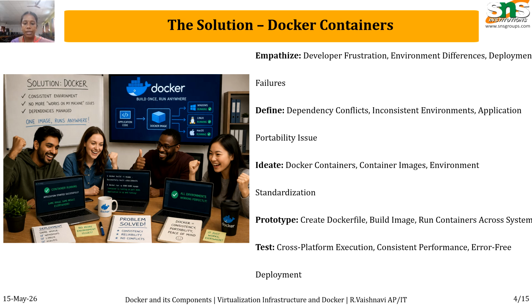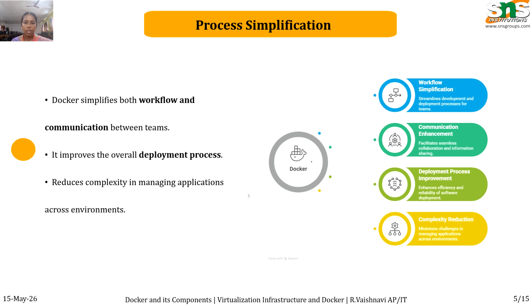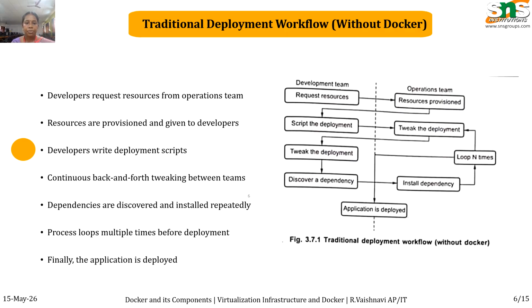The fourth one will be the prototype. In the prototype, we create the Dockerfile. Here we build an image and then run the containers across the systems. The fifth stage will be the testing stage. In the testing stage, we have cross-platform execution and consistent deployment. Next one will be process simplification. Docker simplifies both the workflow and the communication between the teams, and it improves the overall deployment process, and it reduces the complexity in managing applications across the environments.